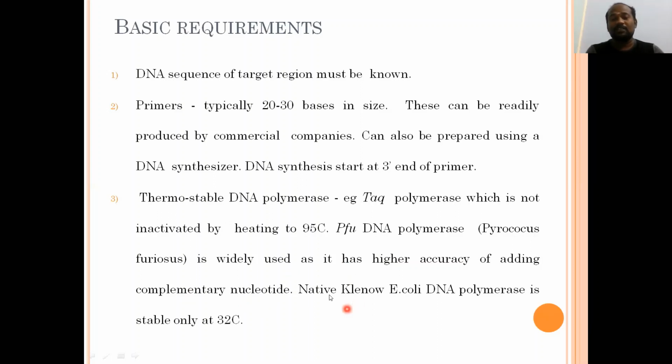In olden days, we used native Klenow E. coli DNA polymerase, which is stable only at 30 degrees Celsius. Due to this instability in temperature, we needed to add this E. coli Klenow DNA polymerase at each and every step of the PCR cycle. That is the main disadvantage of the native Klenow E. coli DNA polymerase, since it is not thermostable. So we use thermostable DNA polymerase as one of the main components in the PCR reaction.